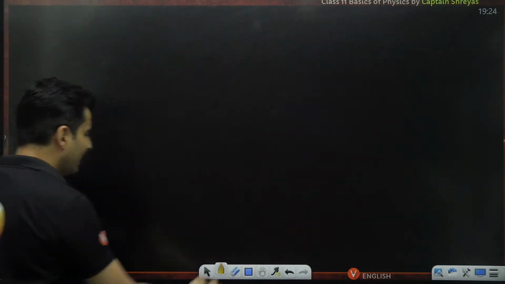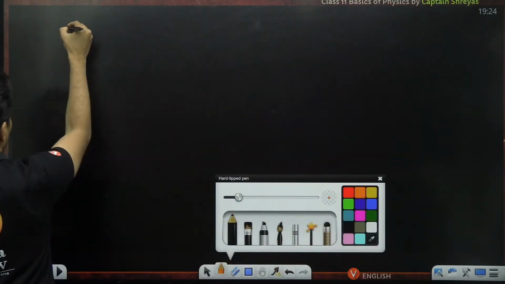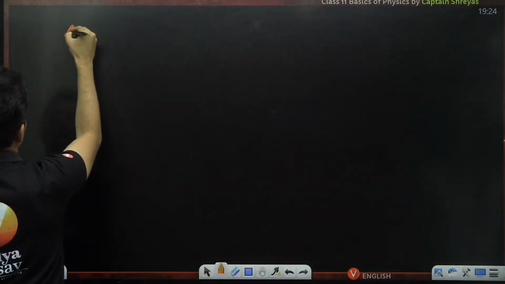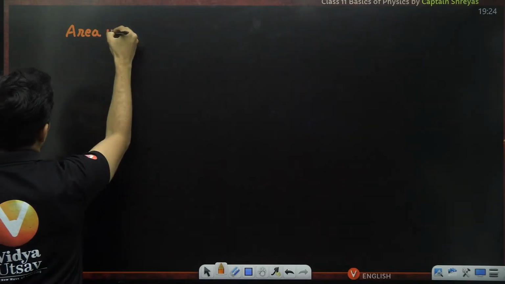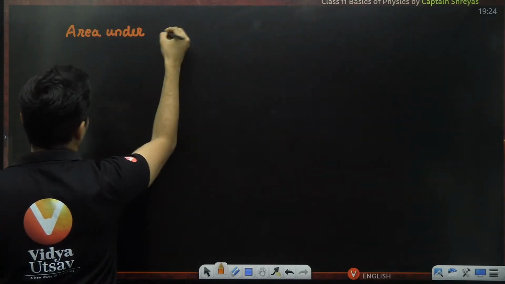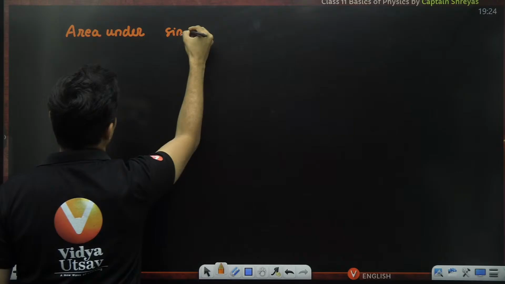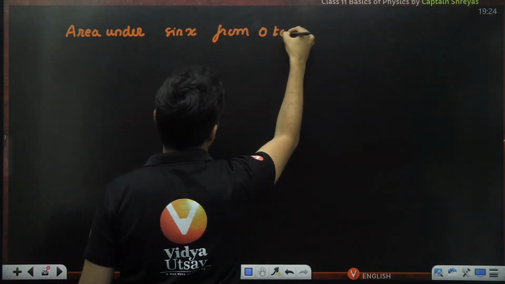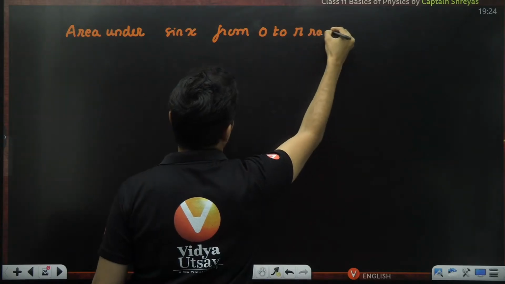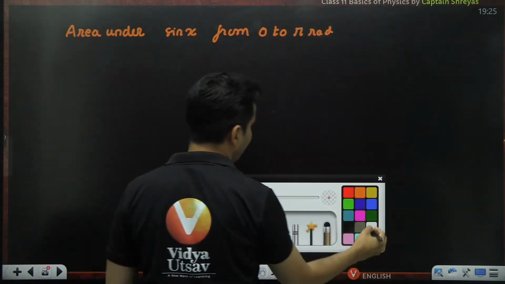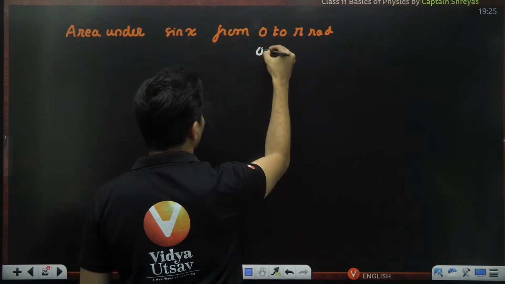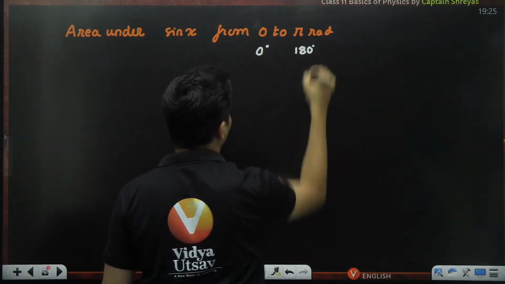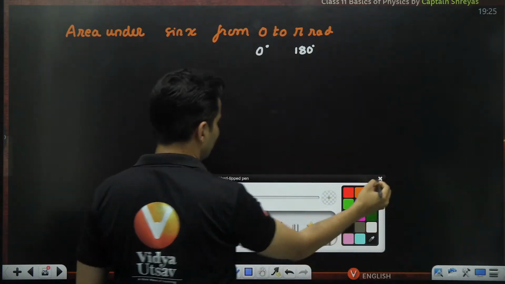Let's do a very interesting question now. What is the area under the sin x graph from 0 to pi radian? For those of you who do not know what pi radian is, 0 radian is 0 degrees only. Pi radian is basically 180 degrees. Okay, so this is the question.